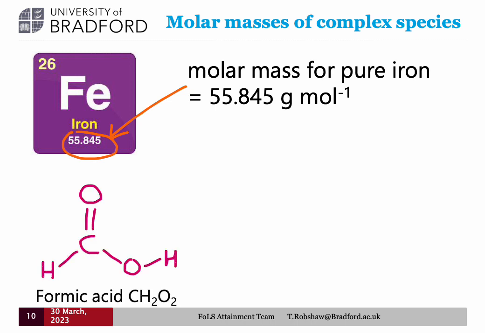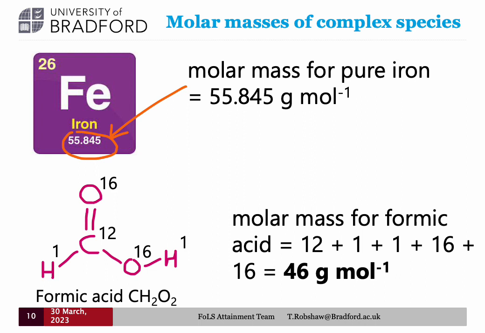For example, formic acid here is composed of a carbon atom, which has a molar mass of 12, 2 hydrogens, molar mass of 1, and 2 oxygens, molar mass of 16. In your discipline, you might be expected to work with slightly more precise numbers than the ones I've used here, but I'm just going to use whole numbers for the sake of simplicity. So, bearing all that in mind, formic acid's molar mass is 46 grams per mole.